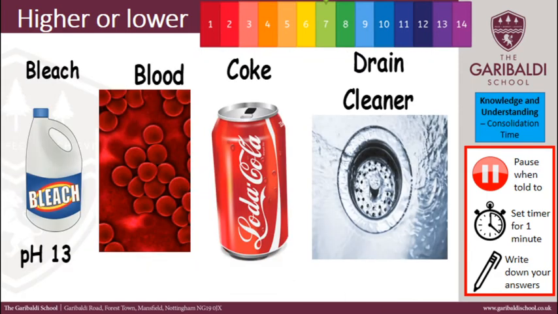Now let's move on to the next one, higher or lower. I've started again and I've given you a start in pH. So we have bleach. Bleach is pH 13, so it is extremely strongly alkaline. Now, look at the next solutions and decide whether they are higher or lower. So, press pause, set your timer for 1 minute and write down your answers.